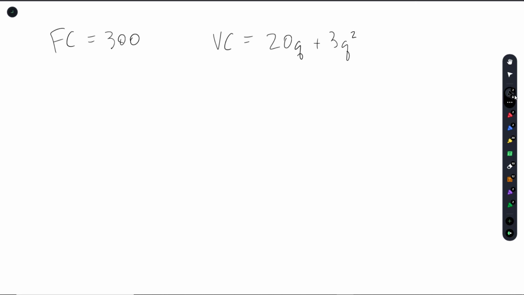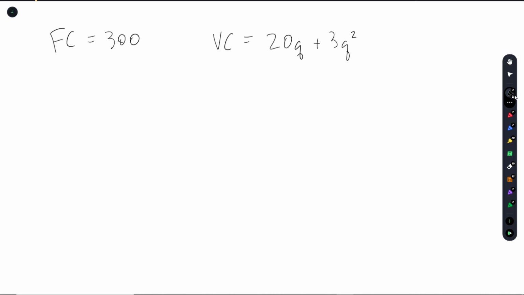When we shift our focus over to continuous choice, we can no longer use charts and schedules to represent cost functions, and so instead we're going to use equations. Let's go through an example. Suppose we have a firm that has a fixed cost of 300 and a variable cost that can be represented as 20Q plus 3Q squared. When we're going through this, Q will represent the quantity of output that our firm is producing.